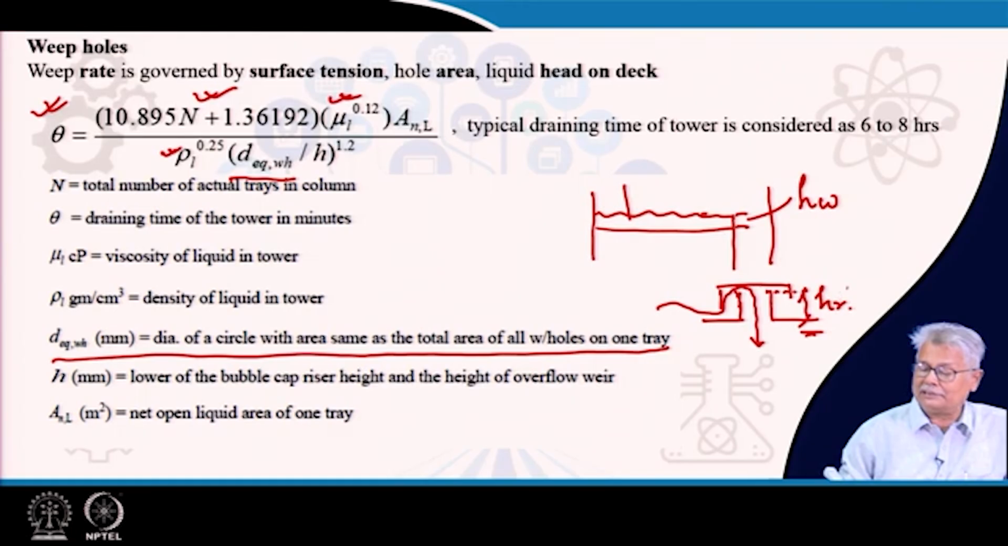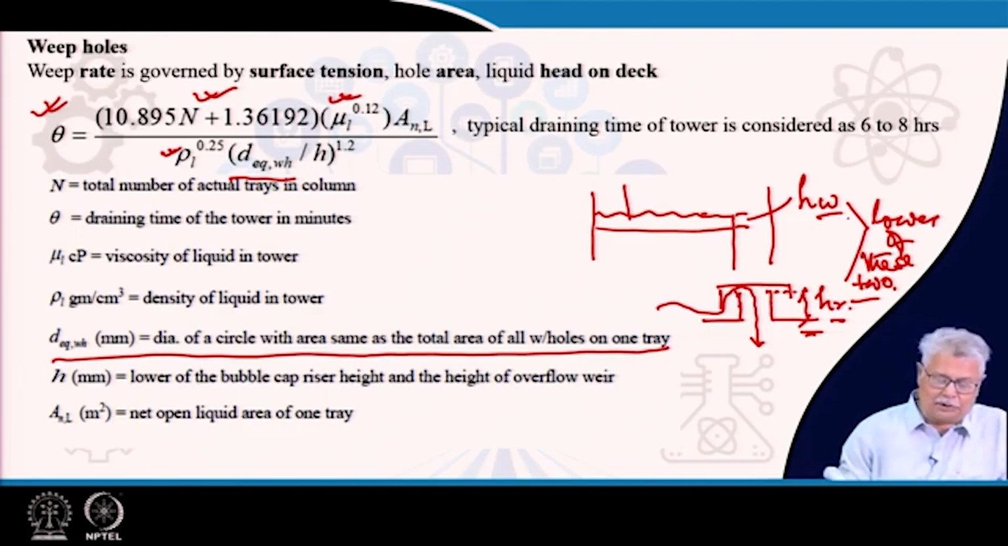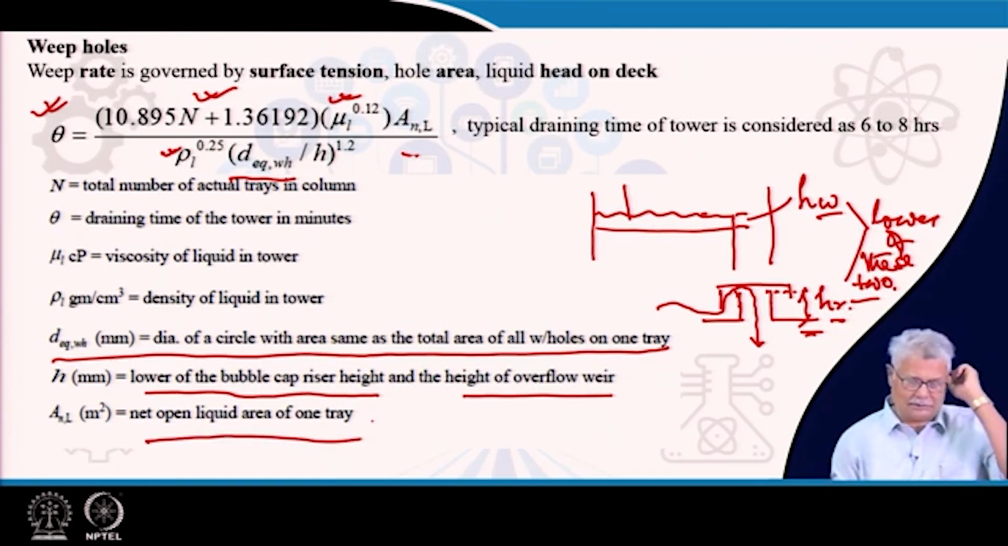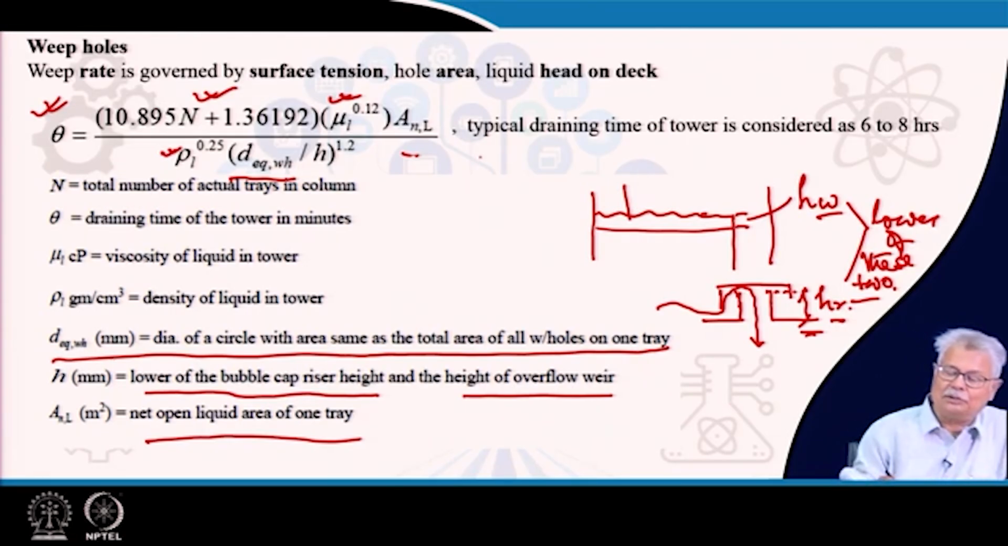So, the actual tray level is expected to be the lower of these two. That means, if my HR is higher, then I will say that HR is the level. If HW is higher, sorry, the other one is the level. So, what we have here is the lower of the bubble cap riser height and the height of the overflow weir. I believe there is only one more item, which is ANL, the net open liquid area of one tray. That basically gives us an idea of how much liquid has to be drained from that particular tray. This is how you estimate.